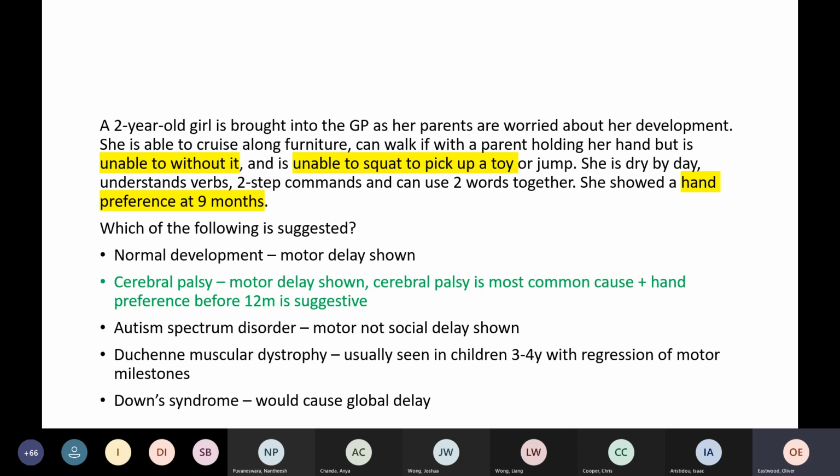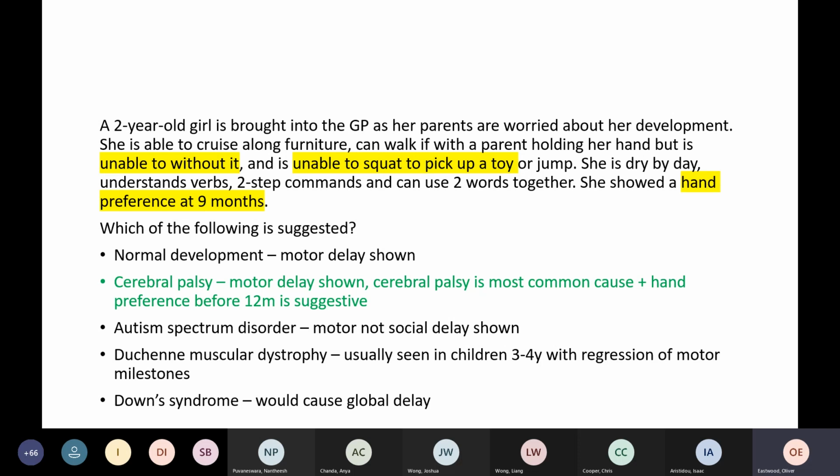But both the social, so being dry by day at 2, and the speech, so following 2-step commands, putting 2 words together, and knowing about 50 words, are typical for a 2-year-old. So you've got isolated motor delay, and the most common cause of that is cerebral palsy. And this final sentence, that hand preference before 12 months, is something that you'd be worried about cerebral palsy for.